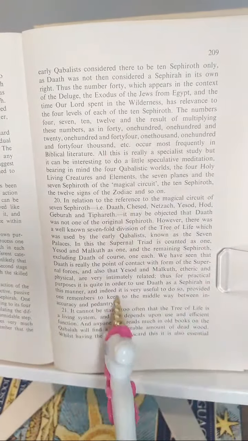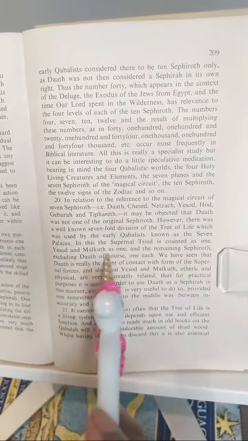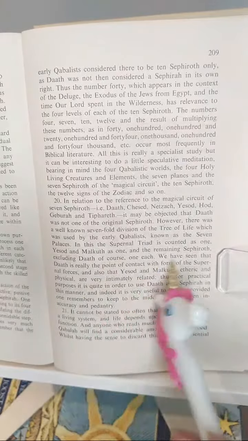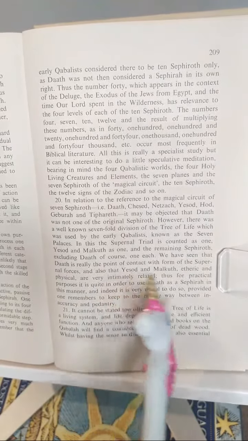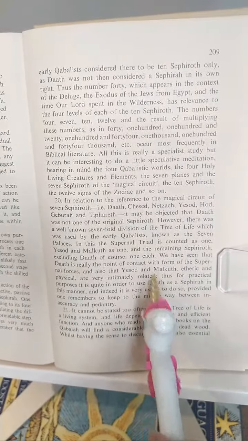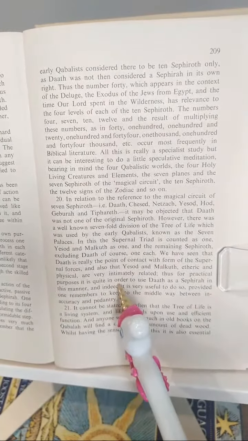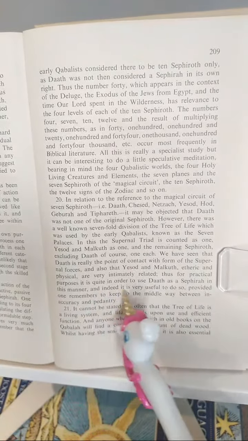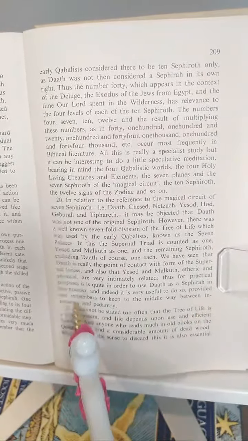Okay, so in this, the supernal triad is counted as 1, Yesod and Malkuth as 1, and the remaining Sephirah, excluding Daath, of course, 1 each. We have seen that Daath is really the point of contact with form of the supernal forces, and also that Yesod and Malkuth, etheric and physical, are very intimately related. That's the 3rd time he said something right after I said it. Thus, for practical purposes, it is quite in order to use Daath as a Sephirah in this manner. And indeed, it is very useful to do so, provided one remembers to keep the middle way between inaccuracy and pedantry.